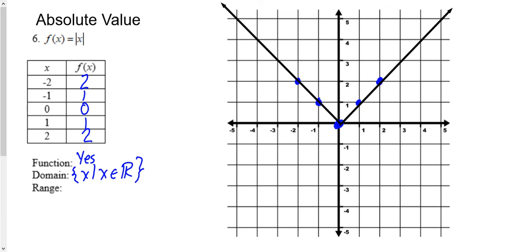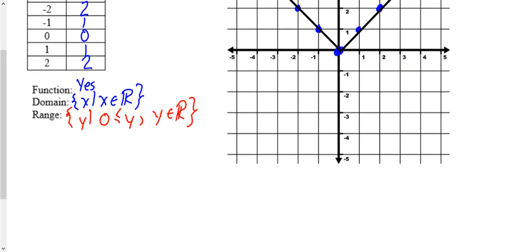For our range, what's the lowest we went? The lowest that we went was 0. The highest we're going, well, to infinity. So for my range, I'm going to set up y has to be greater than or equal to 0, and y is an element of the reals because there can be any number greater than or equal to 0. I'm going to use curly brackets to close that off.